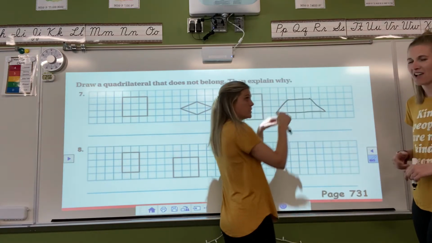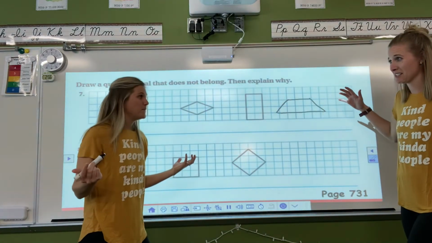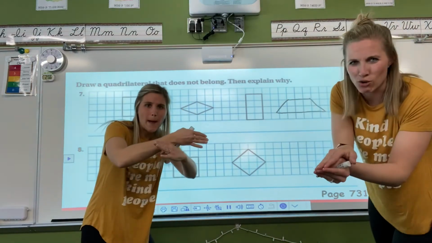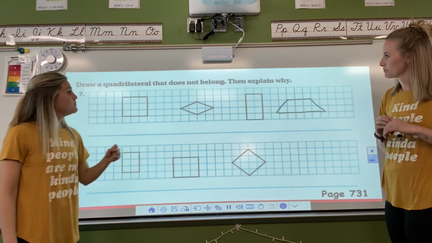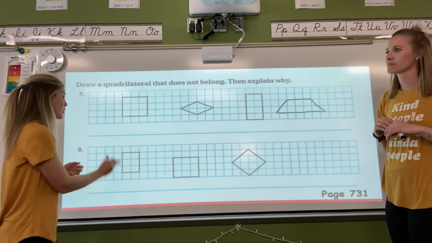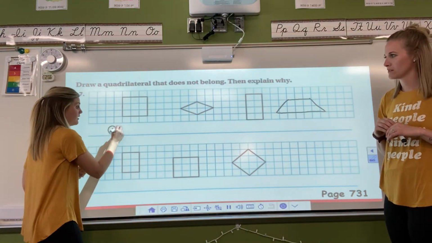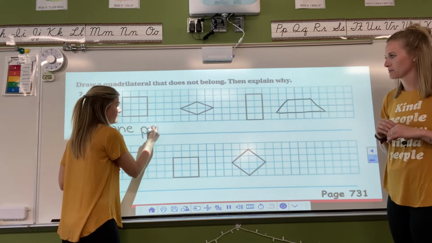eventually intersect. And when they intersect, they make a trapezoid. Yes. So it says, and explain why. Well, because that one only has one pair of parallel sides.